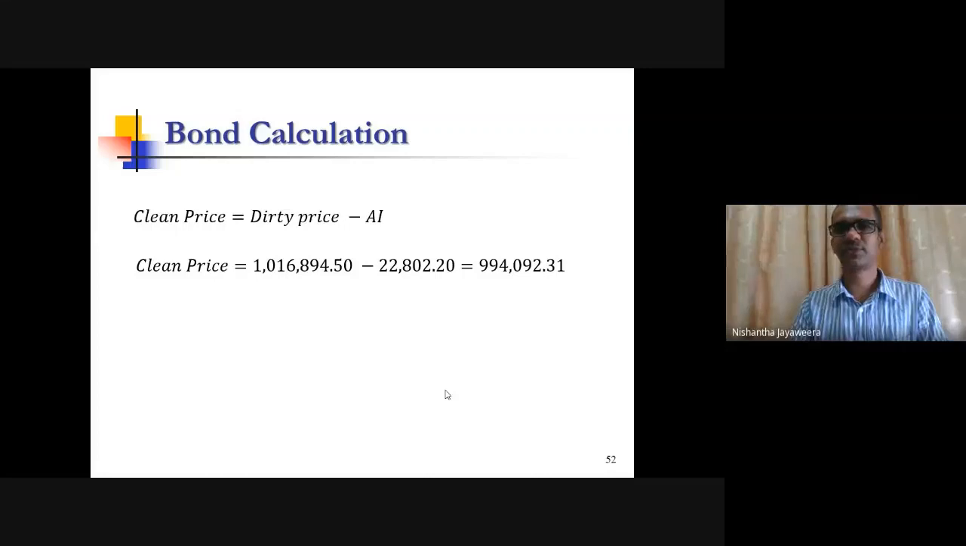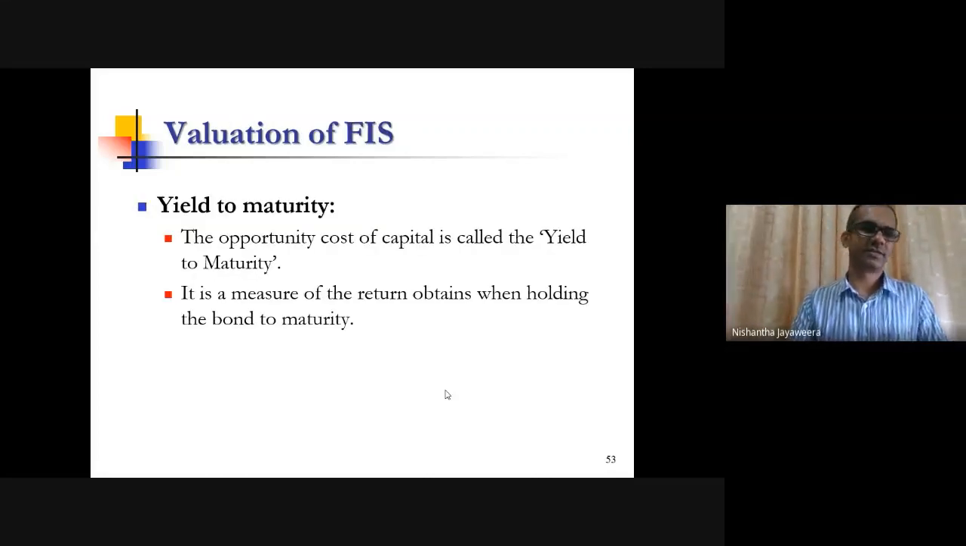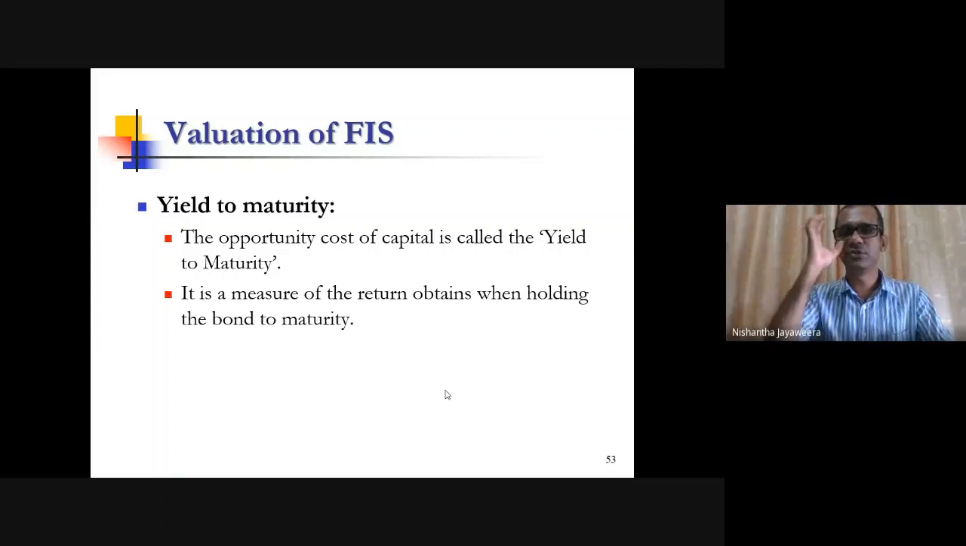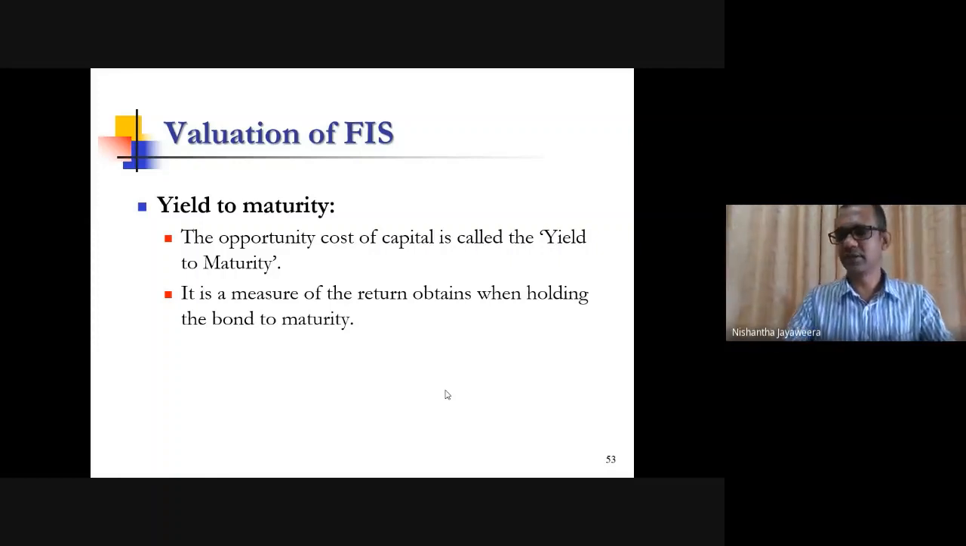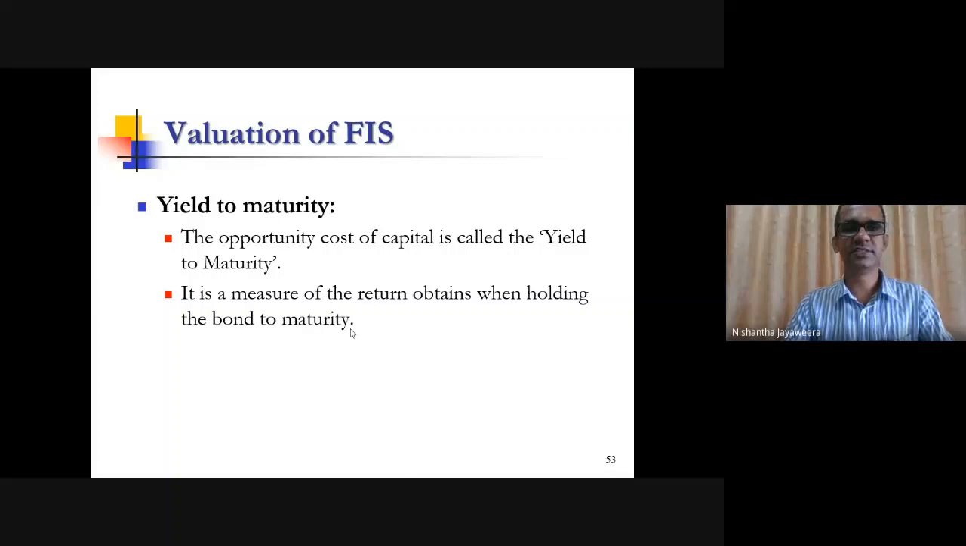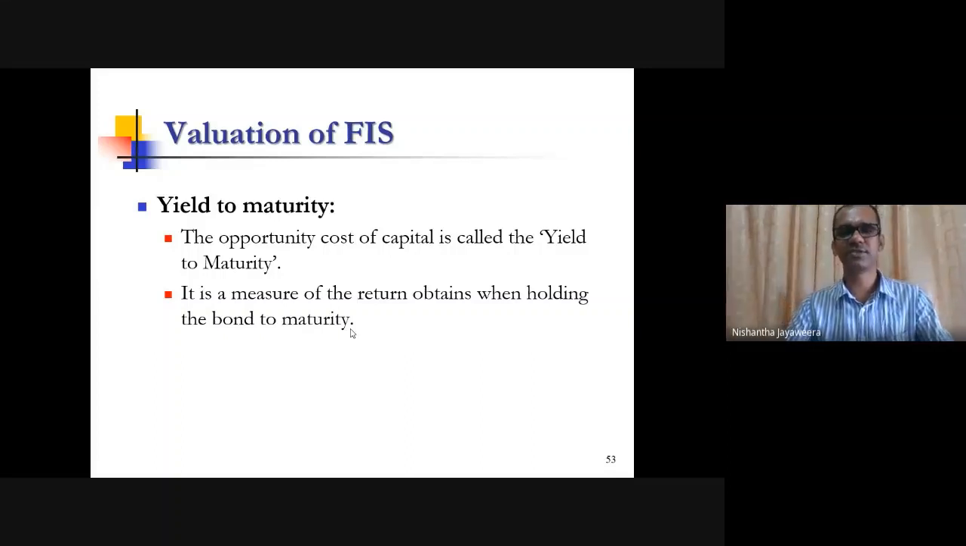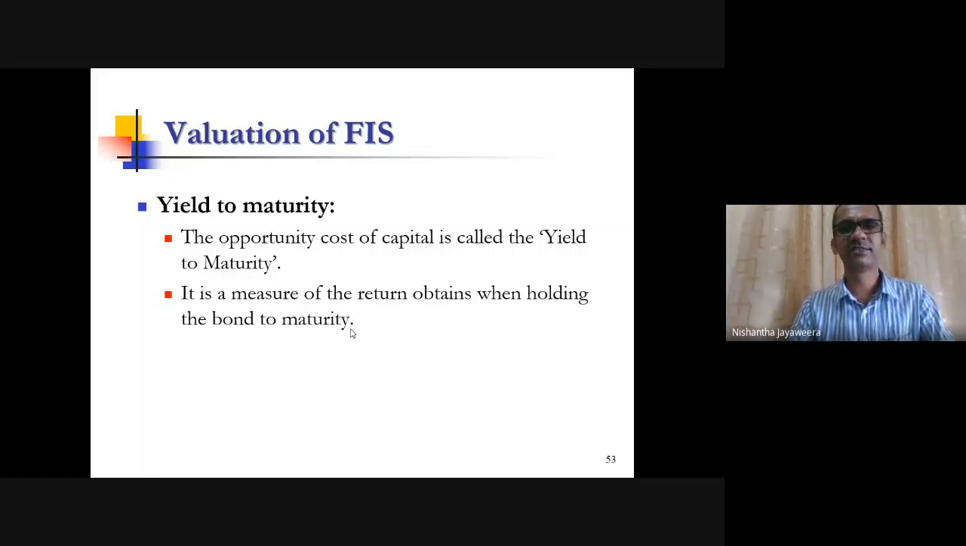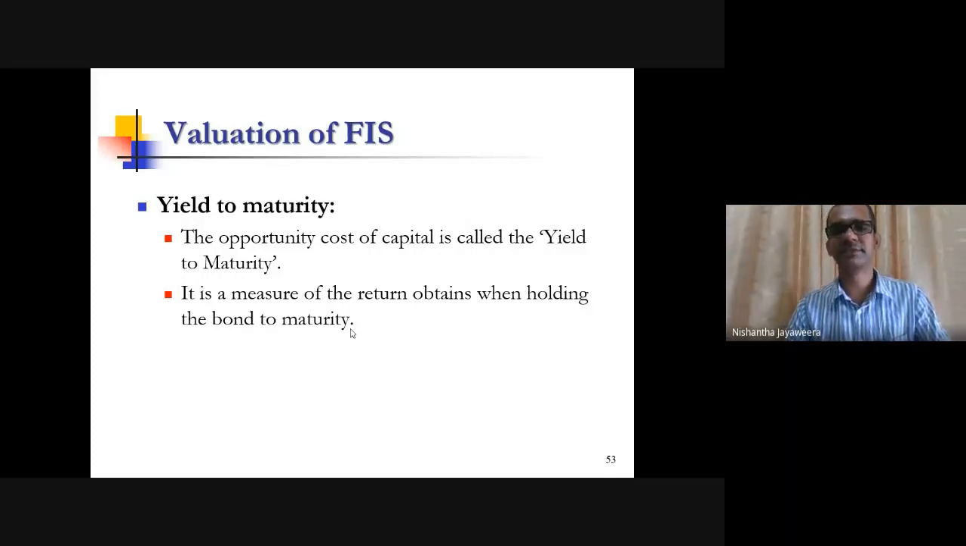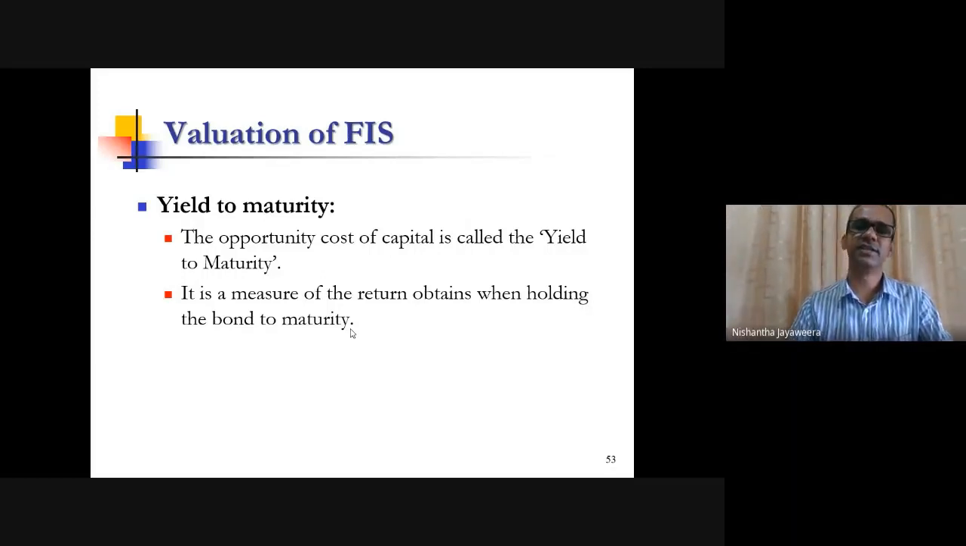Okay, sir. So then the new word, yield to maturity. I mentioned it previously. Whatever required rate of return we use to discount the cash flows, in bond jargon we call it yield to maturity. So we assume the bond will give us that yield if we hold it till maturity. That's why it's called yield to maturity.